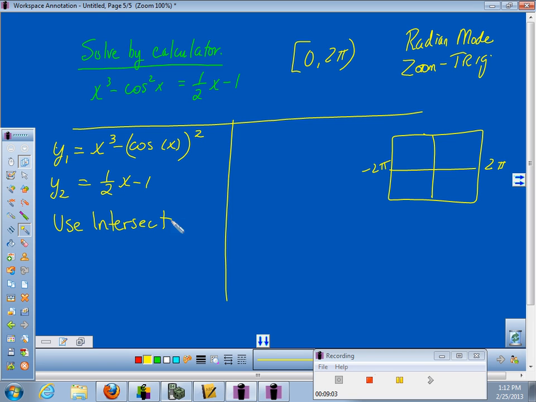Okay, your second option for doing this is you can put the entire equation in equal to 0. So in this case you would put it in as cosine squared, and then I would bring the other terms over, get it all on one side, and put y2 equals 0 as your second equation. Then where will your answers be? If you're finding where it equals 0 on the x-axis. So then you would use intersect and find the x-intercept.